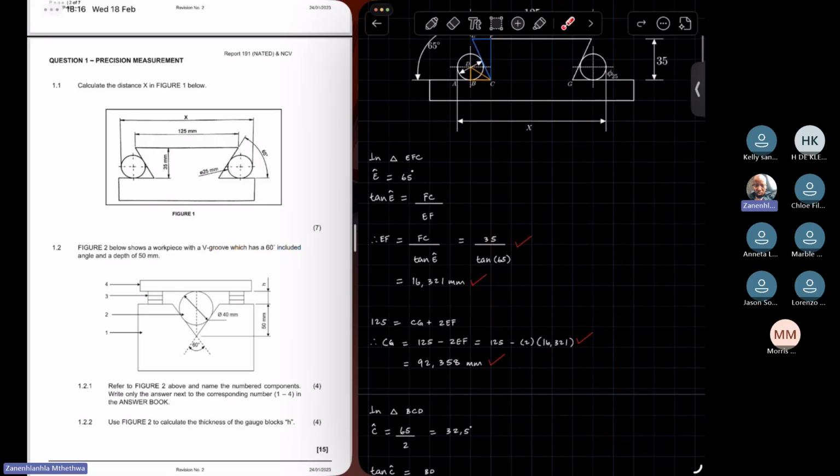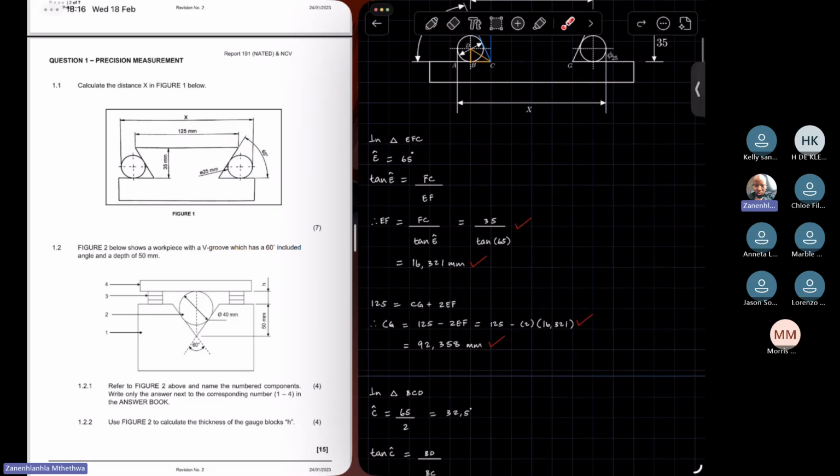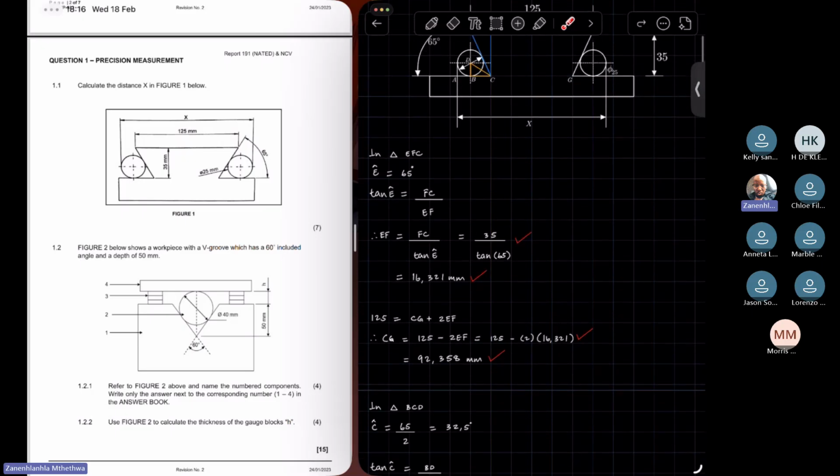So at this point you have CG. Once you have CG, the only measurement to calculate now, or to establish, is BC, because you already know AB is the radius, and this measurement is equal to this one. So the only measurement to establish now is BC. To get BC, we need this angle, angle C, from triangle BCD. I called it triangle BCD.